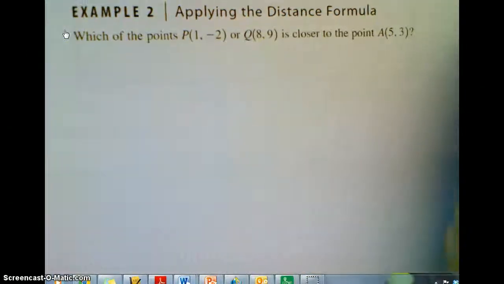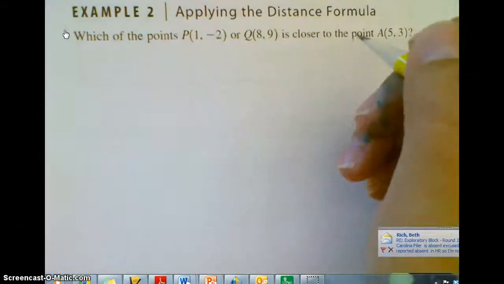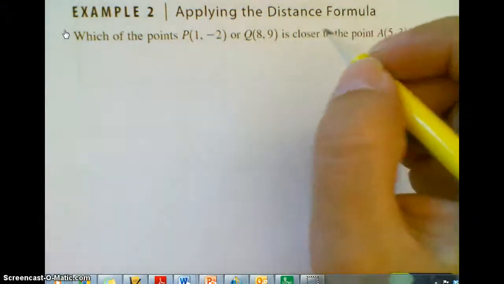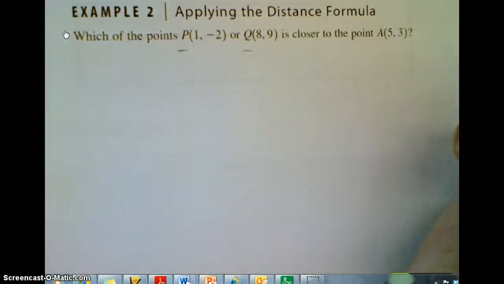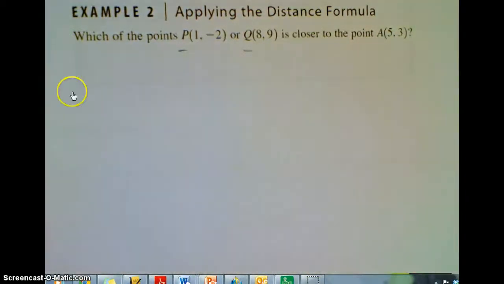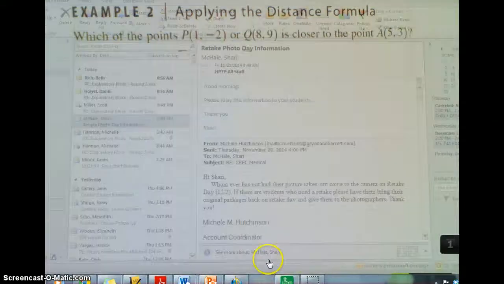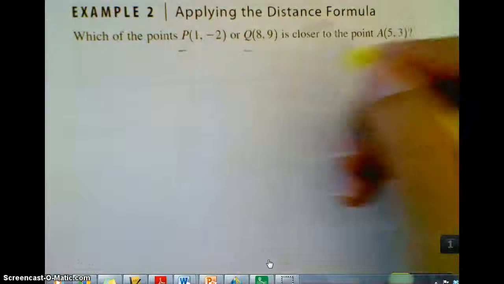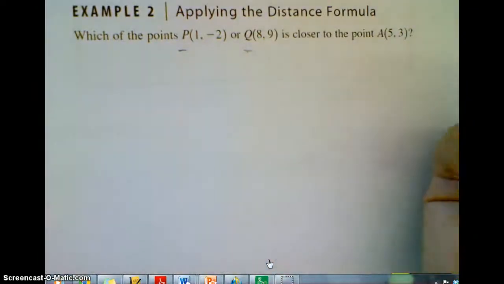What are we going to use the distance formula for? This is going to be easy to see here. It says which of the points P or Q is closer to the point A. So I just have to find the distance between P and A and between Q and A, and then compare.